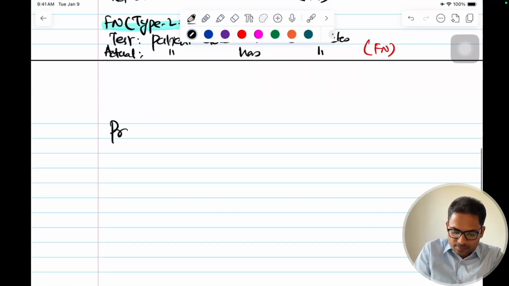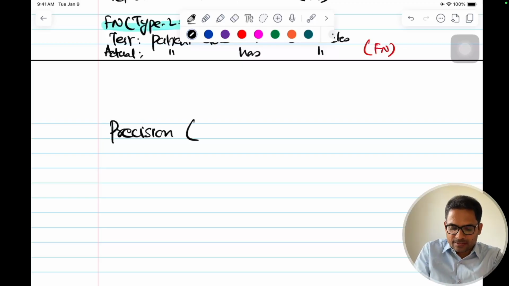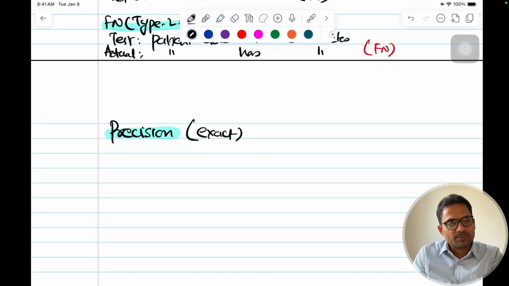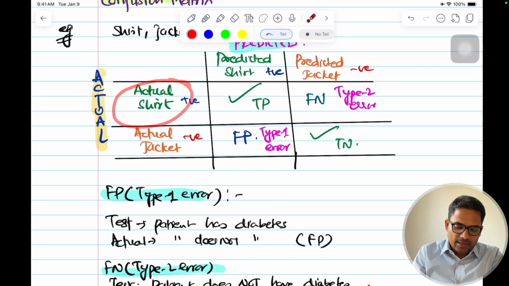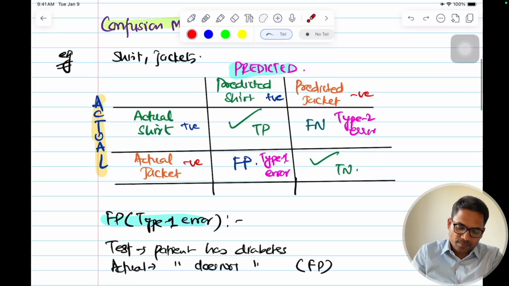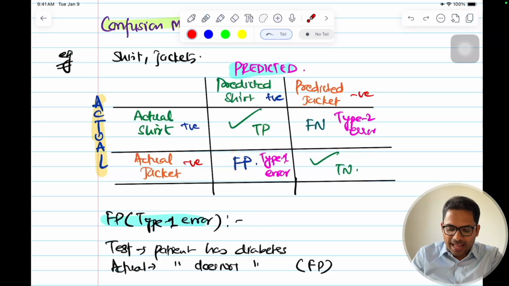Precision. Precision literally means how correct or how exact we are with our prediction or whatever claim that we are making. Similarly here, precision is: of all the instances the model predicted as positive, how many were actually positive. If we take the shirt case, with actual shirt as the positive, of all the shirts that the model predicted as a shirt, how many were actually shirts? This ratio is the precision.